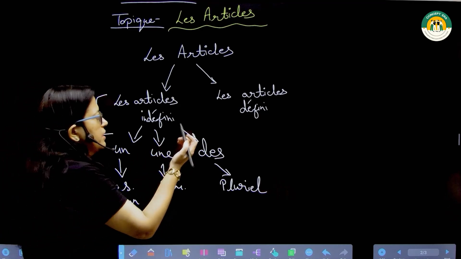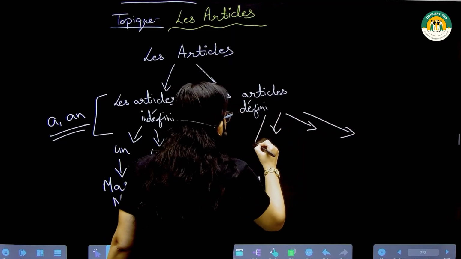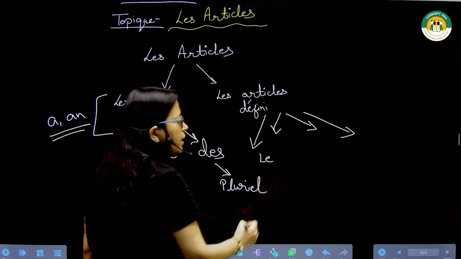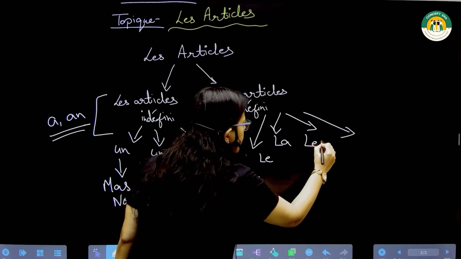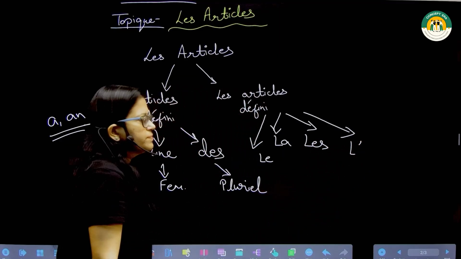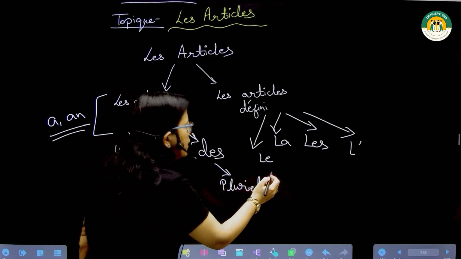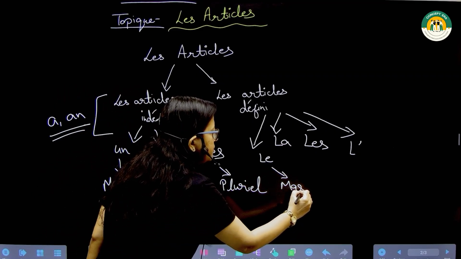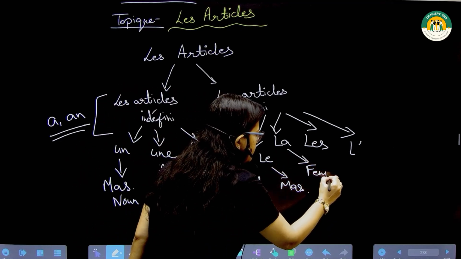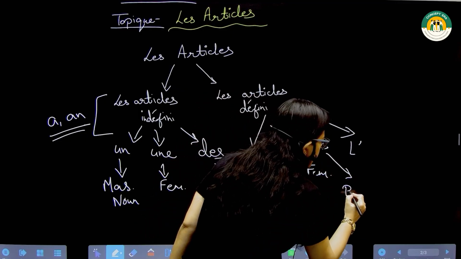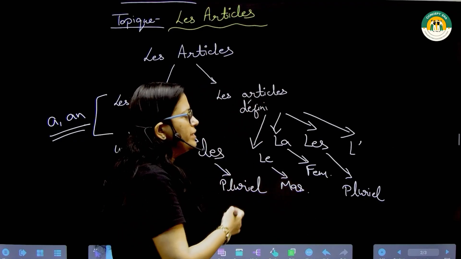plural words. In the same way, article défini, these are divided into four parts. So first, it is called le, la, les, and l apostrophe. Le, la, les, and l apostrophe. Le is used for masculine singular noun. La is used for feminine singular noun. And les is used for plural nouns. The words that are plural in number, they are called les.